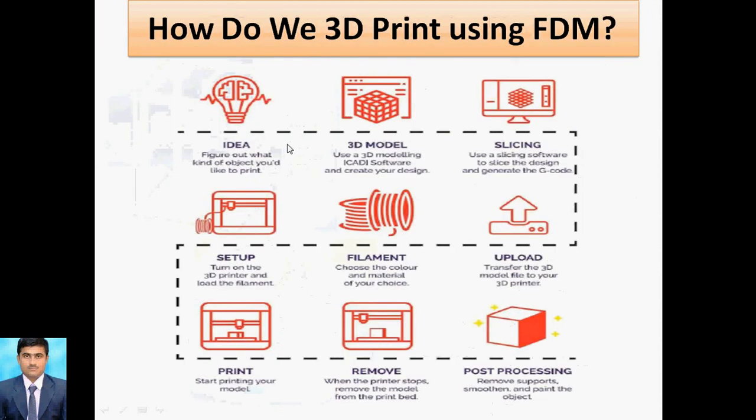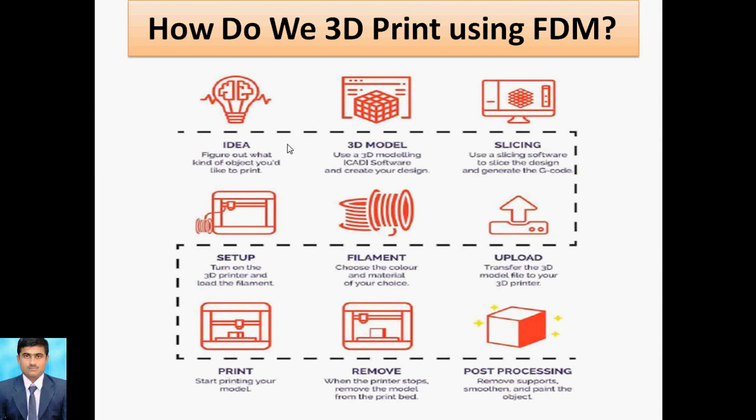Now we move to how to 3D print using FDM. So first of all, we make an idea or an object, so we create it in 3D software. In the market, there are a number of software options like NX, SolidWorks, Fusion 360, etc. After finalizing the product, the next process is slicing software. So we use slicing software to slice this design and generate the G code.